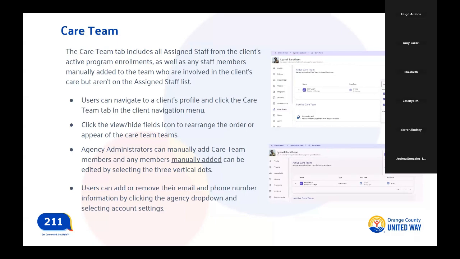Agency administrators can manually add care team members, and any members manually added can be edited by selecting the 3 vertical dots next to that person's name.